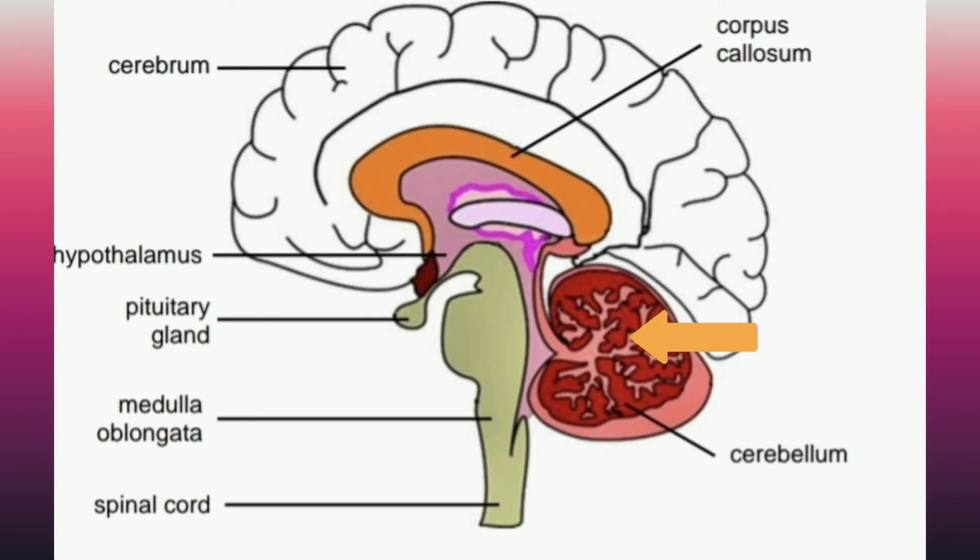The cerebellum is the second largest part of the brain and is located right below the cerebrum.